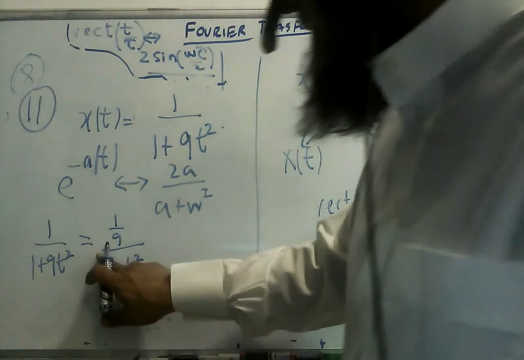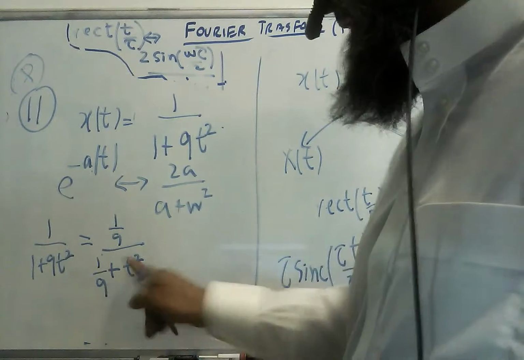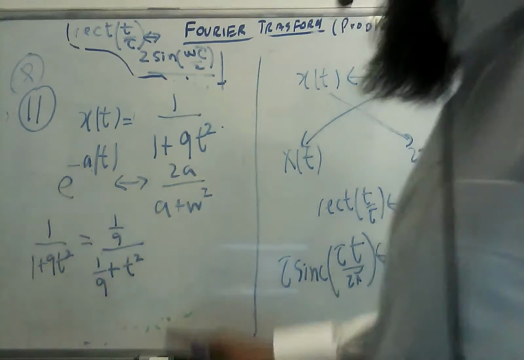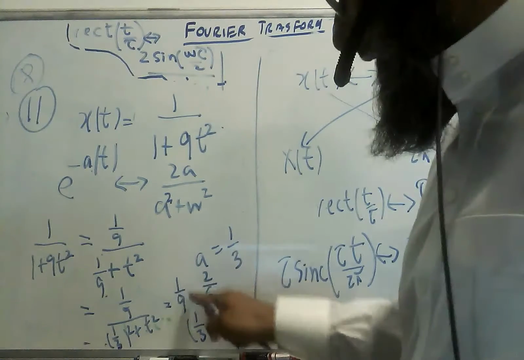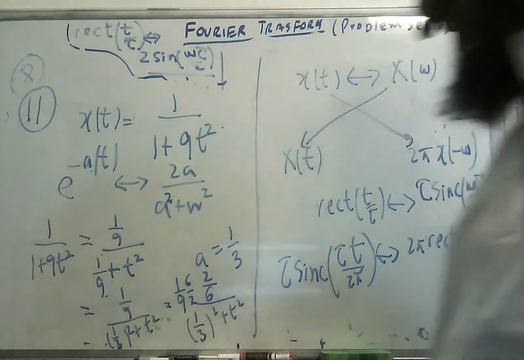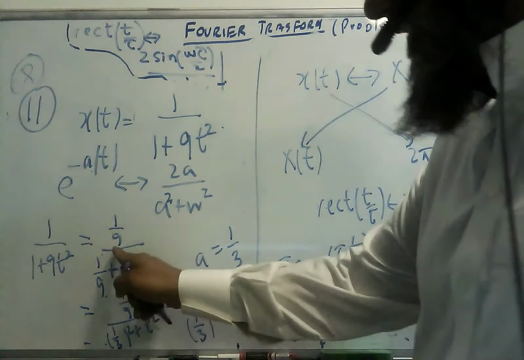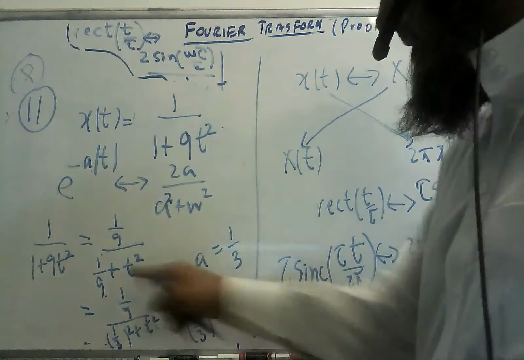No, sorry, because when I multiply it by 9, it will be 1 plus 9t square. Yeah, that's fine. Now still I have 1 over 9, 1 divided by 2 by 6. So I have to multiply it by 6 over 2, so that this is exactly equal to this function here. Now they are exactly equal.